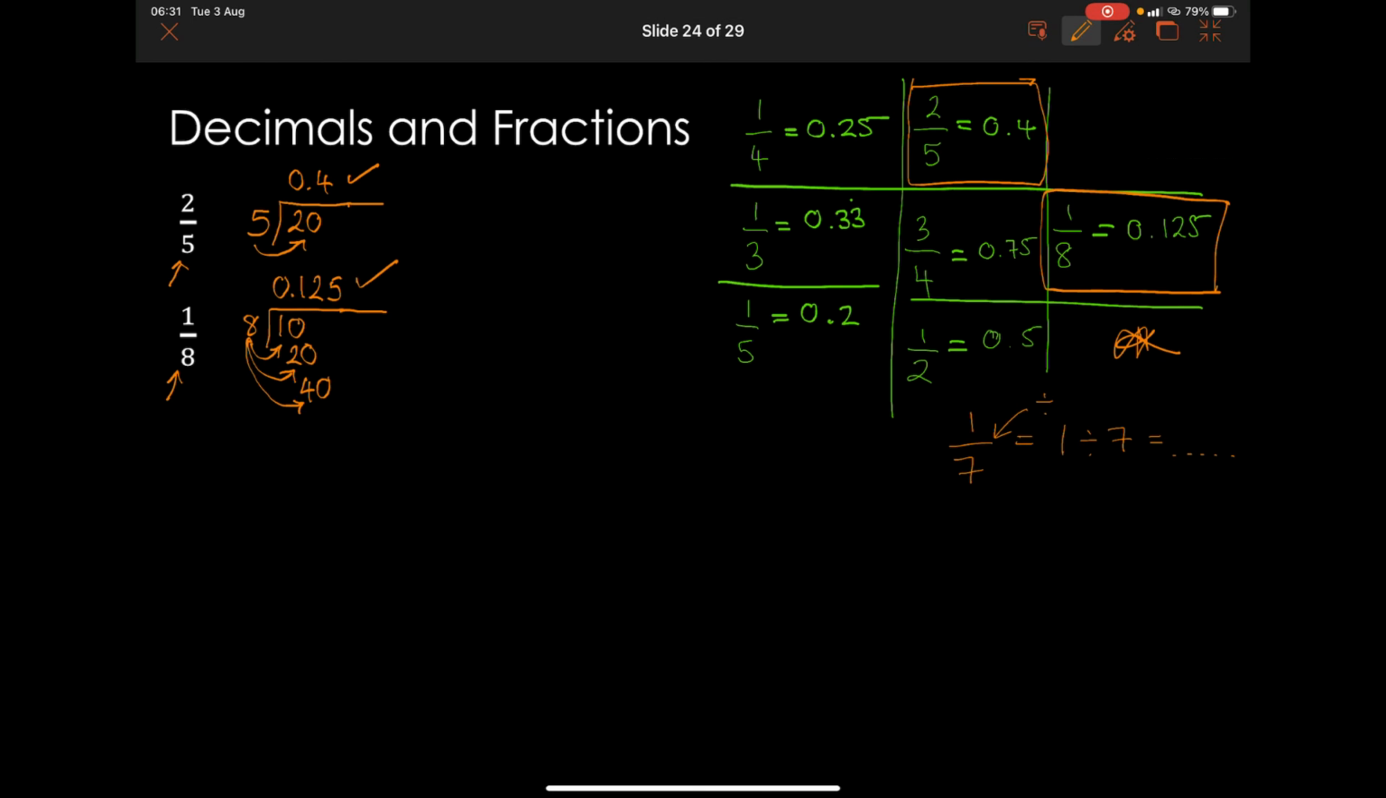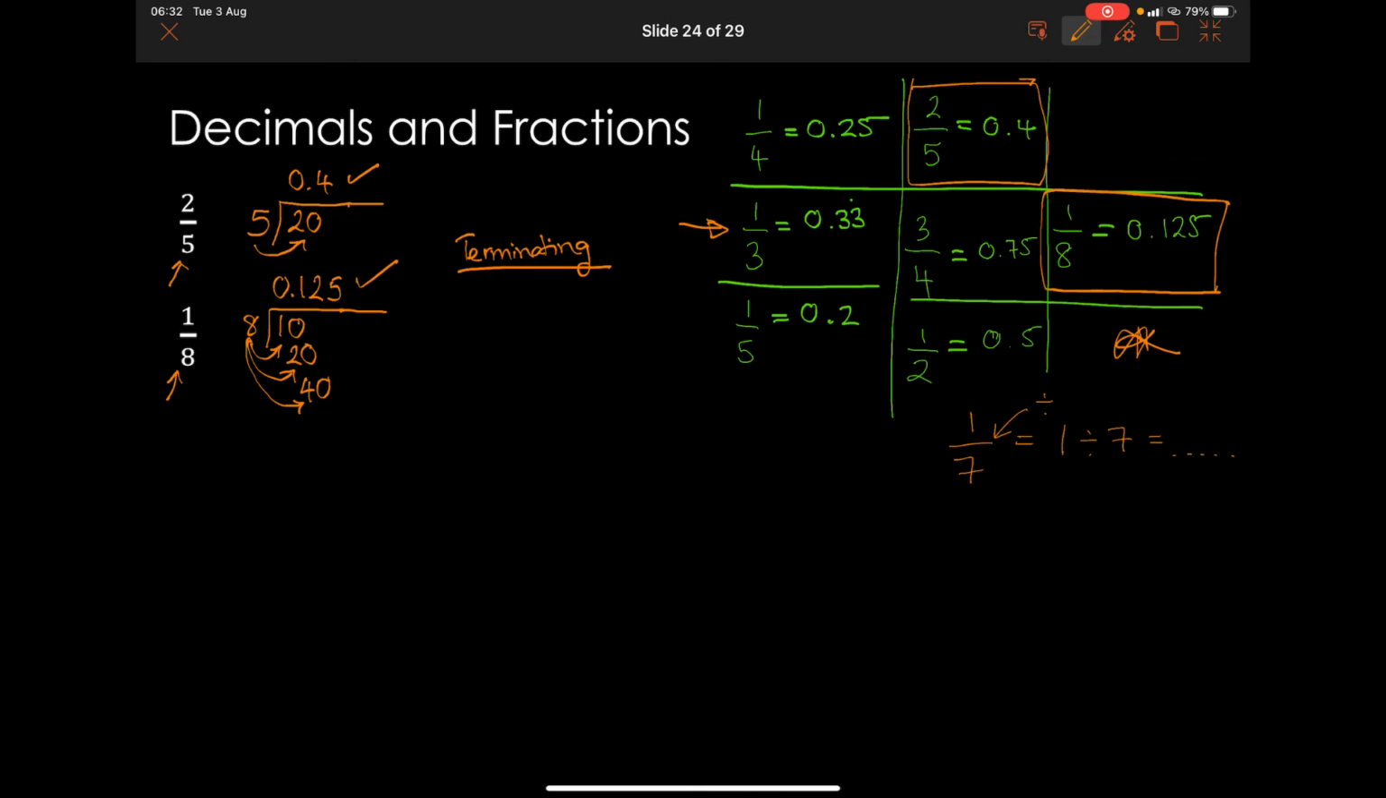Now, this only works nicely when you've got something called a terminating decimal. A terminating decimal is something that finishes. So your numbers finish. 0.4, 0.125. Once you've worked out what the decimal is, there's no recurring.